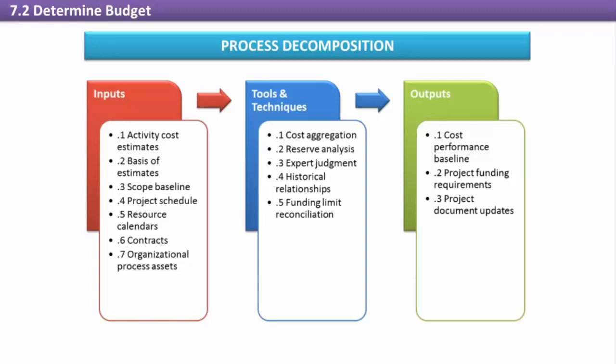Since both the project budget and project cost baseline will be aggregated to show costs by calendar periods, we'll need the schedule to determine when costs will be incurred. The WBS can also be used to aggregate the activity cost estimates to the work package and deliverable level, providing another means of cost control and reporting.